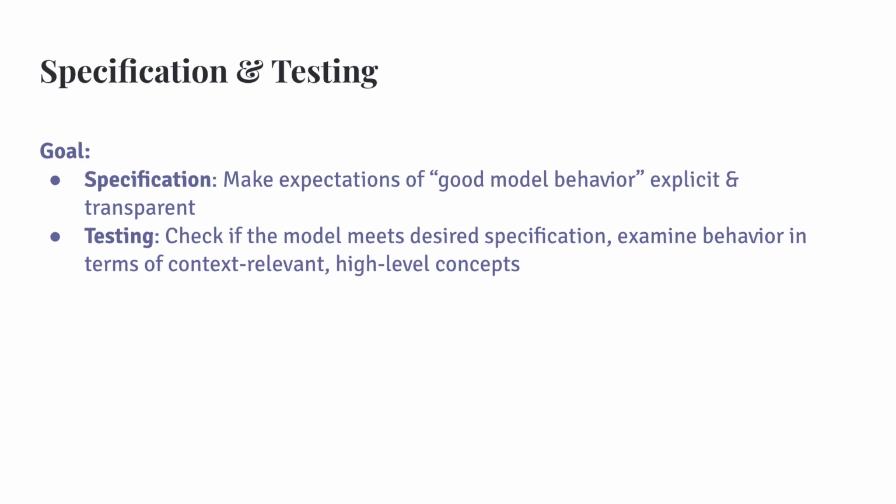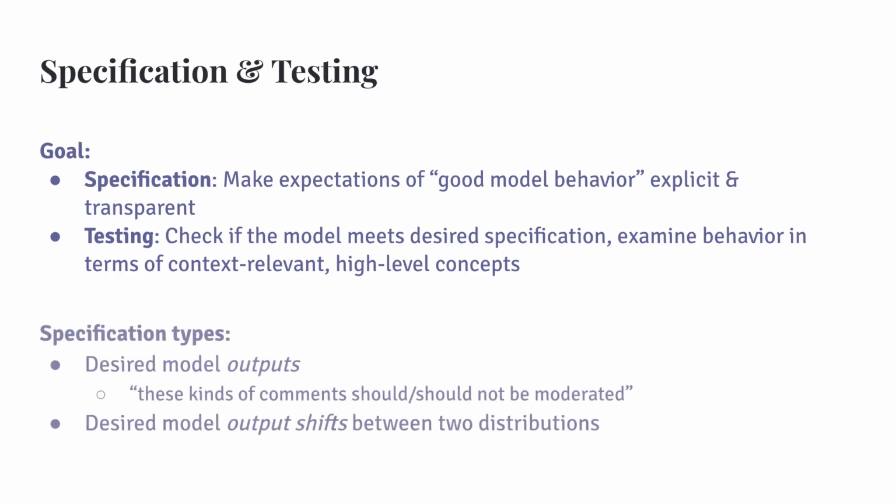In the specification and testing stage, users can use the defined concepts to make their expectations of good model behavior explicit and test how well the model meets those specifications. We define a bunch of different behaviors users can specify, including desired model outputs or desired output shifts between two distributions. And our paper has more details on how we organize and formalize these different behaviors.